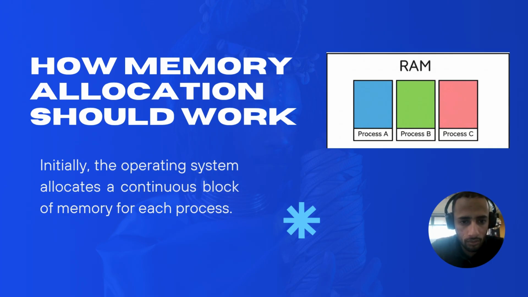In simple words, when we run a program, the operating system finds a big empty space in the computer's memory, or the RAM, and puts the whole program there. As you see here, processes A, B, and C are loaded into nice, neat, and continuous blocks. At this point, everything is efficient.